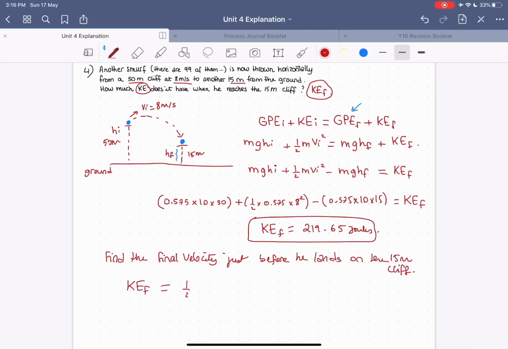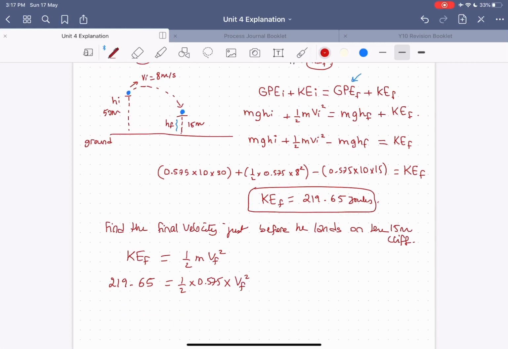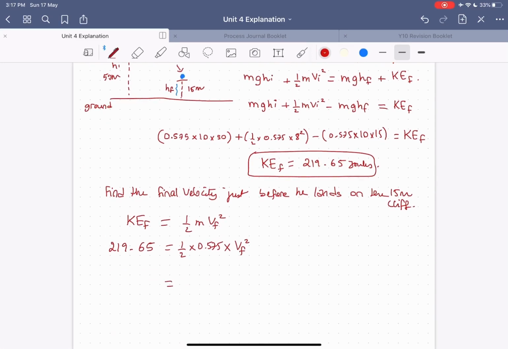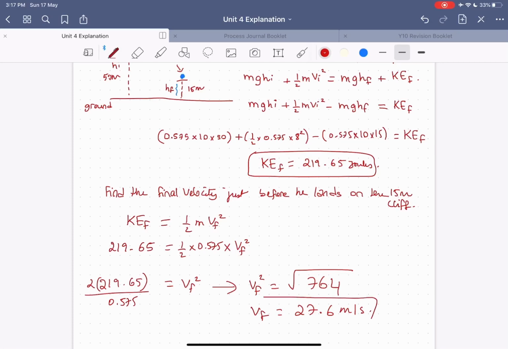Now if I had one more question, then you will say, we know that the kinetic energy final is half mass final velocity squared. That's 219.65. That's 0.575. So rearrange the formula to get 219.65 multiplied by 2 over 0.575, and then you do the square root of this, which would be 27.6 meters per second.